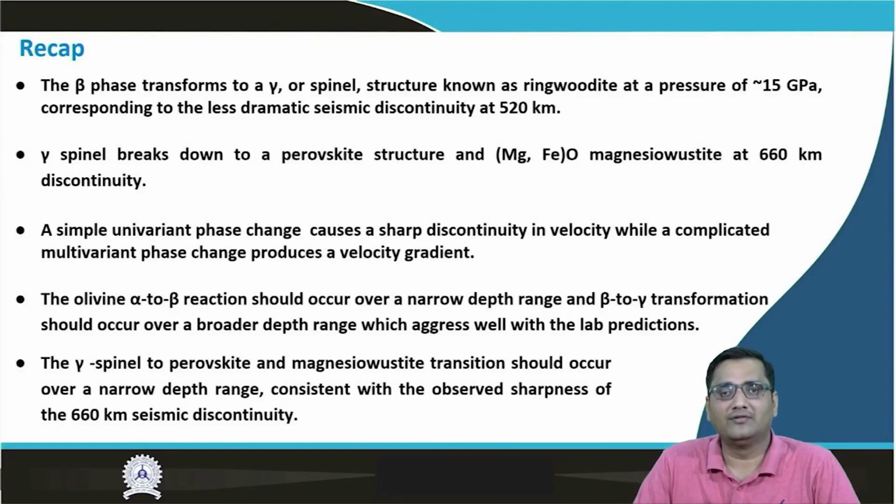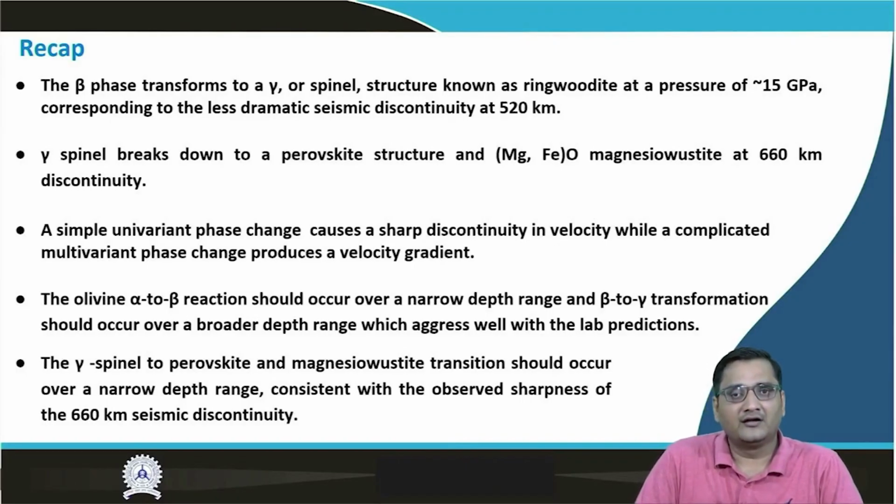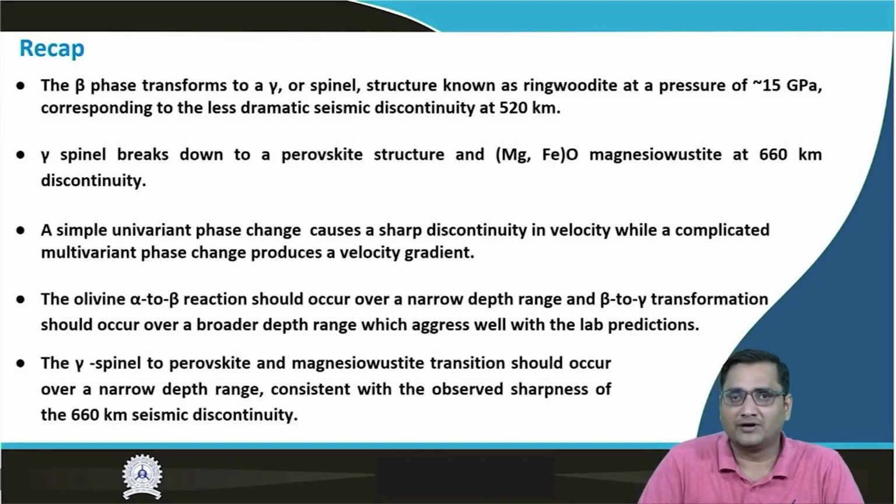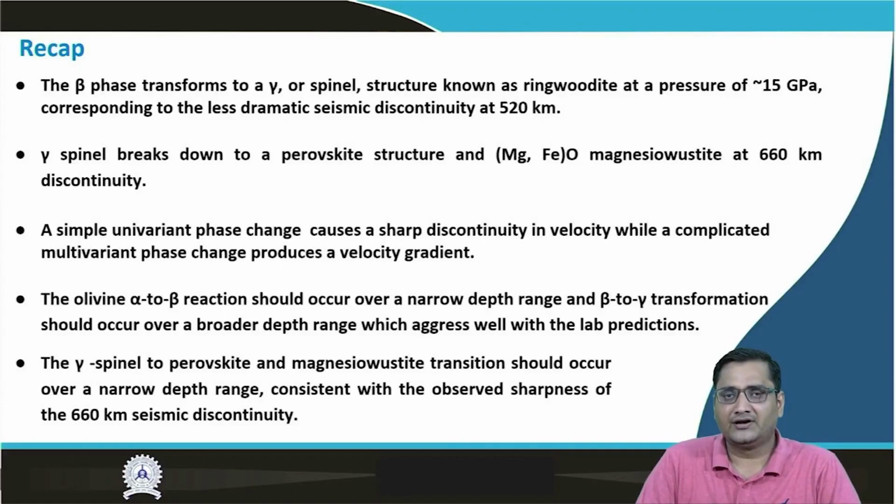As a recap of the previous lecture, we learned that olivine is the major component of the upper mantle and is present in the form of alpha olivine, which is orthorhombic in nature. It transforms to beta olivine, and that transformation takes place at the 410 kilometer discontinuity.